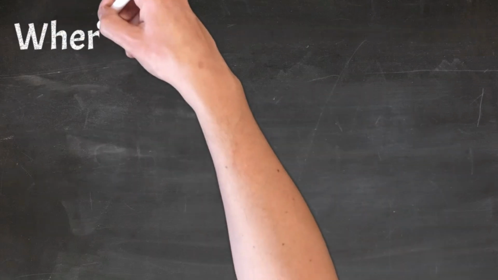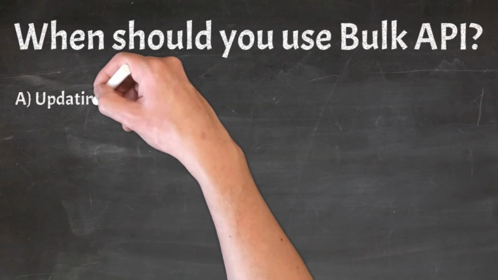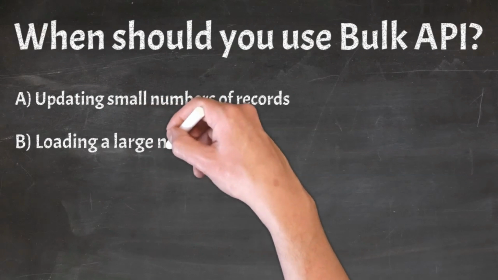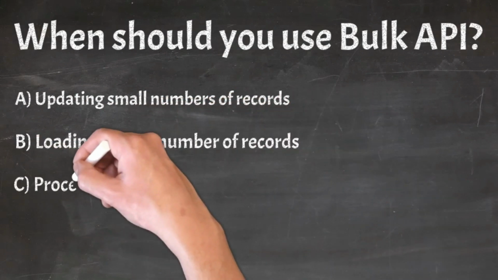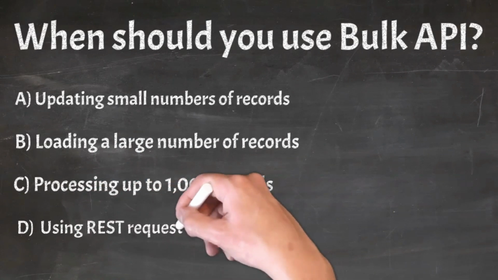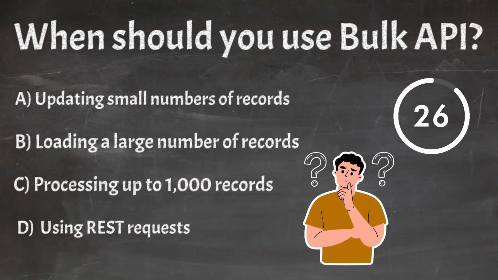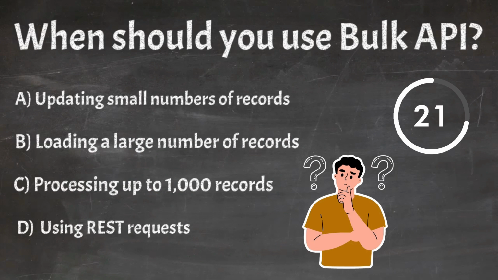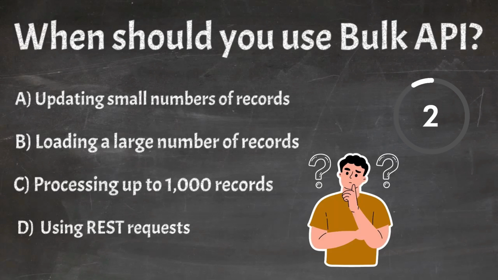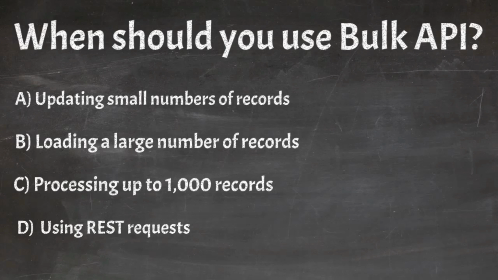Question 10. When should you use bulk API? A. Updating small numbers of records. B. Loading a large number of records. C. Processing up to 1000 records. D. Using REST requests. Correct answer B. Loading a large number of records.